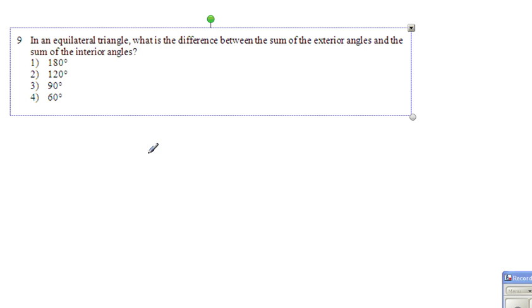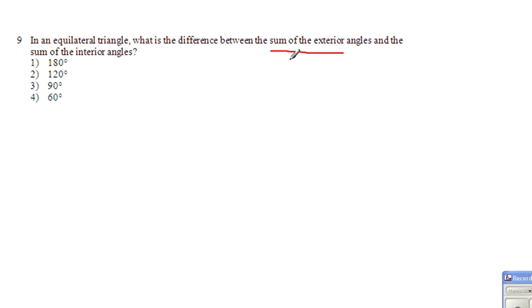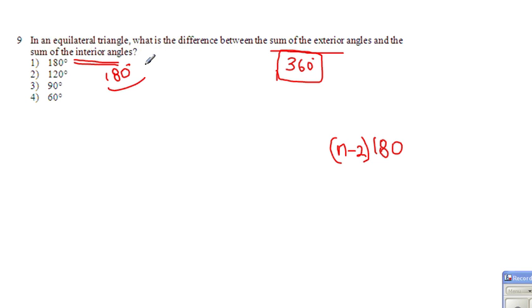Alright, number 9. The sum of the exterior angles is always 360, no matter what kind of polygon it is. On the other hand, the sum of the interior angles is n minus 2 times 180. But we know that for an equilateral triangle, the sum of the interior angles also becomes 180. So the difference between these two is 180.